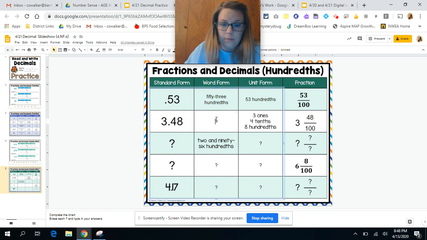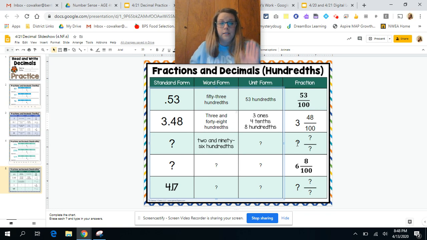And the word form would be very similar. So it would be 3 and 48 hundredths. Okay, same as before, I want you to pause the video and then do this third row by yourself and then start back up and we'll check our answers.